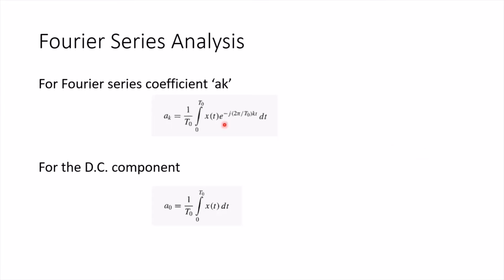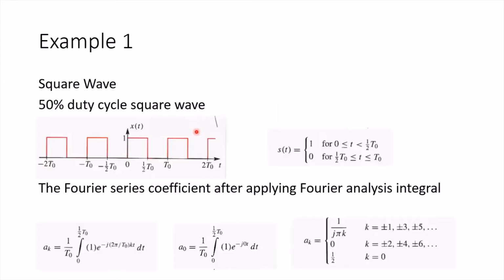So that is basically the Fourier series formula. How we get this formula, I already explained. I told you I'll explain it in my Fourier series lecture. So let's start our example: how we can calculate the coefficients using MATLAB.